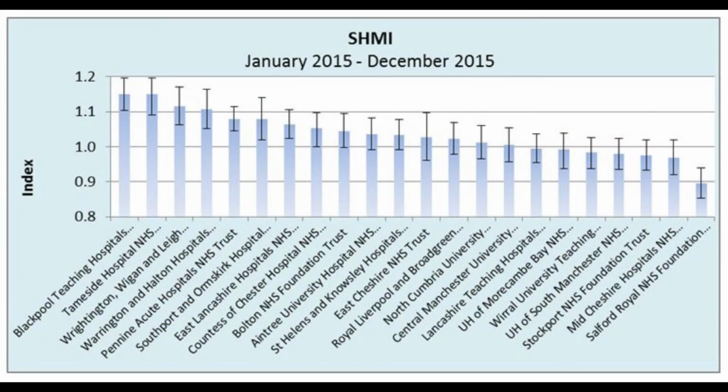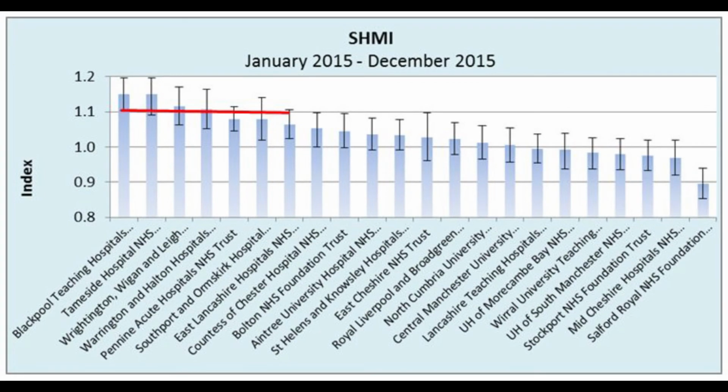But for now we're just going to look at 95% confidence intervals, which is an important process in understanding levels of precision. This chart shows the SHMI, which is the summary hospital-level mortality indicator, values for the trusts in the northwest of England, together with the range of the 95% confidence intervals. It's the 95% confidence intervals that are important to note here. Only when there is no overlap between the lower limit of one trust and the upper limit of another trust could you say that there is a statistically significant difference.